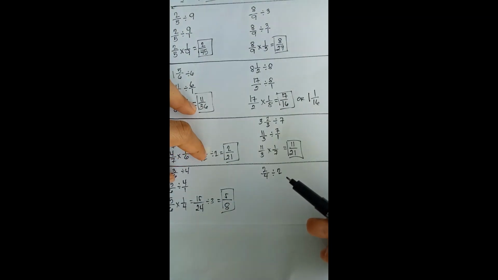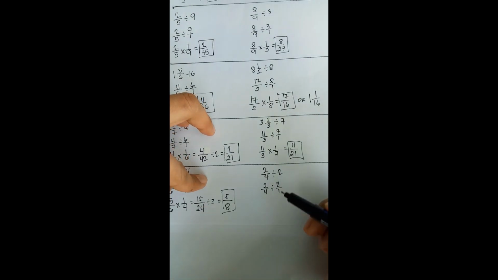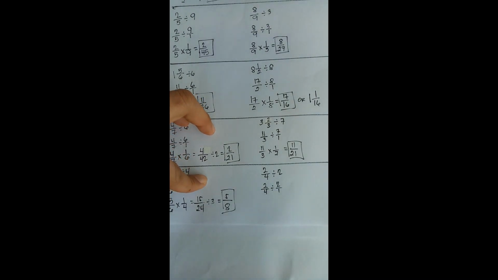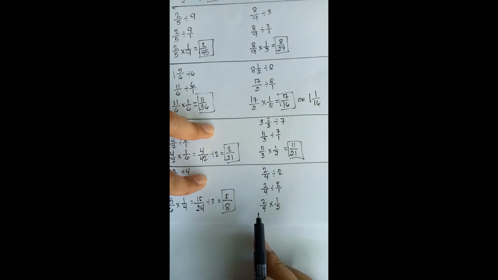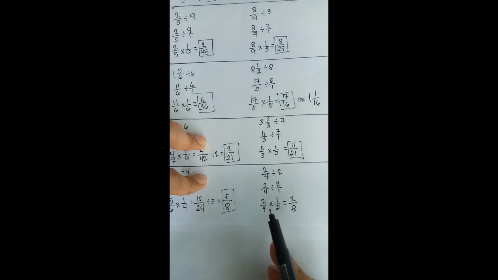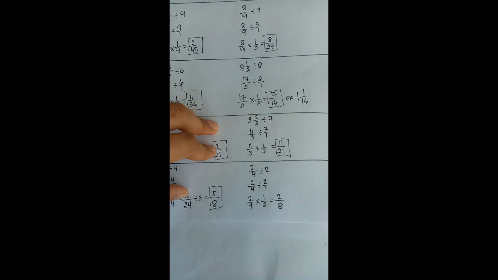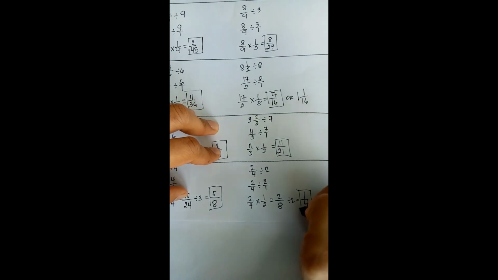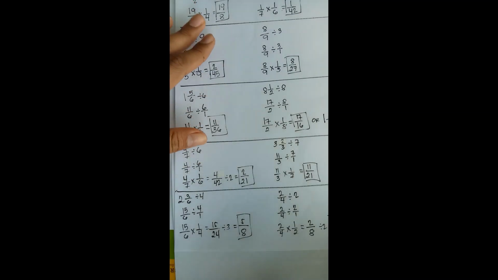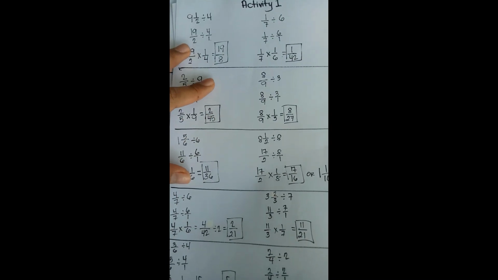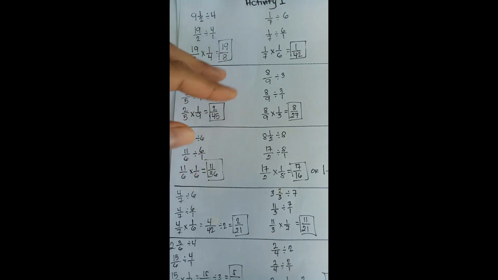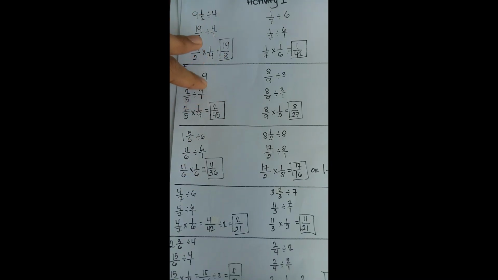Okay, last problem for activity 1. We have 2/4 divided by 2. Convert the whole number to a fraction. Flip one fraction and change the sign to multiplication. Multiply numerators and denominators. We get the answer of 2/8. We can still simplify this by dividing it by 2. Then we get the answer of 1/4, and that is our final simplified answer. So this is it for our activity 1. I'm going to post this, of course, so you can double check again with your answer.